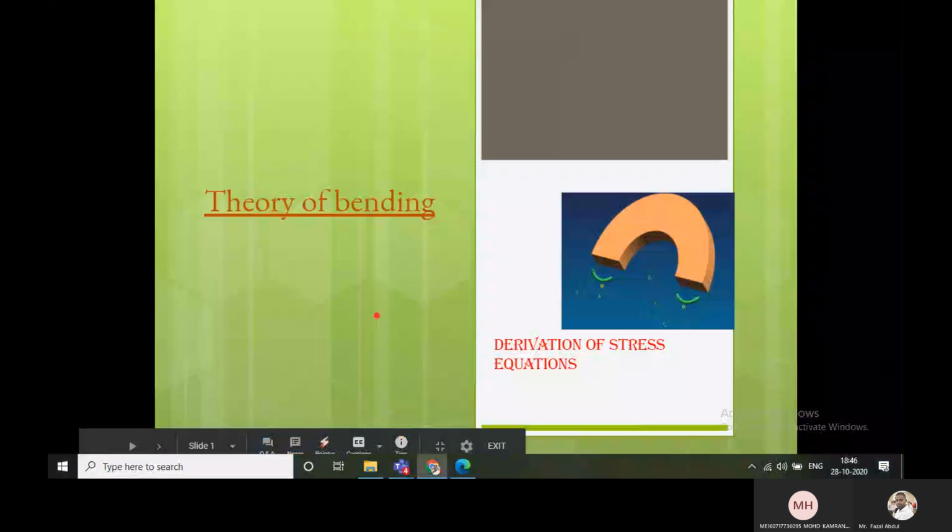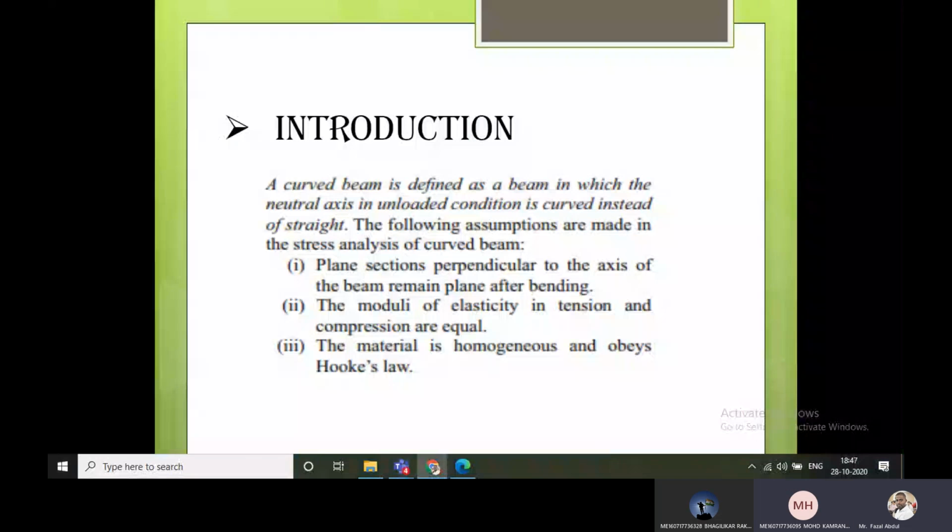So in strength of material, you have already studied beams, bending moment and shear force diagrams. There you always studied straight beams only. Simply supported beam is a straight one, cantilever beam is also straight, and fixed beam is also straight. But there are beams having somewhat of a radius of curvature. Such beams are nothing but curved beams.